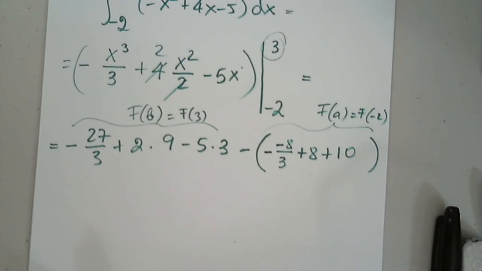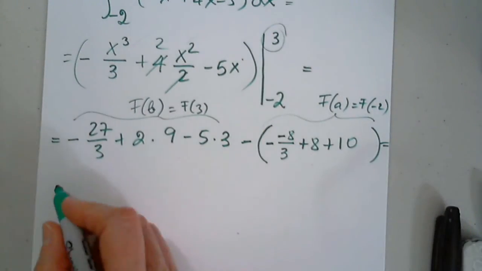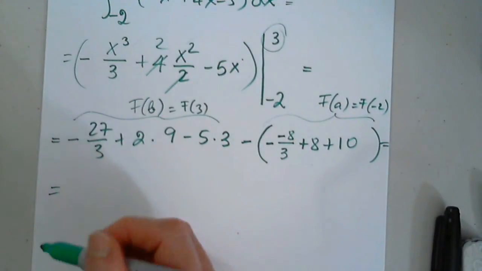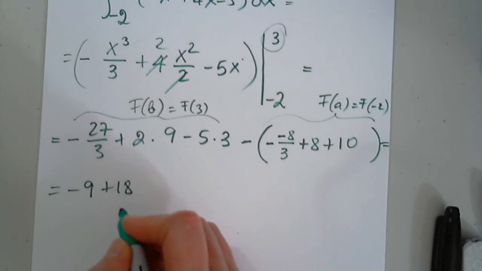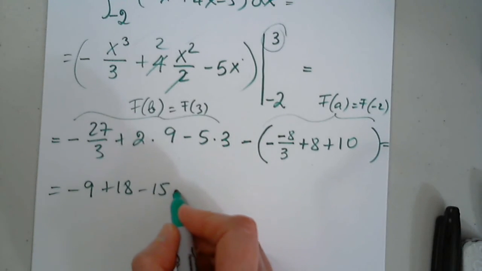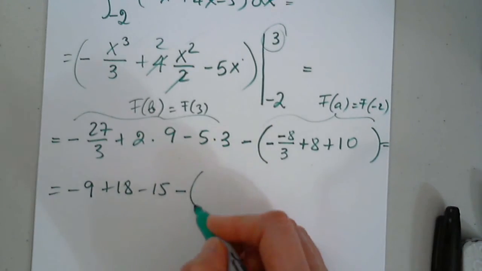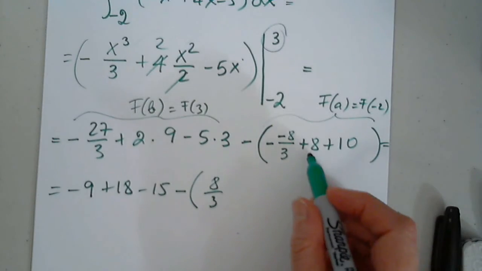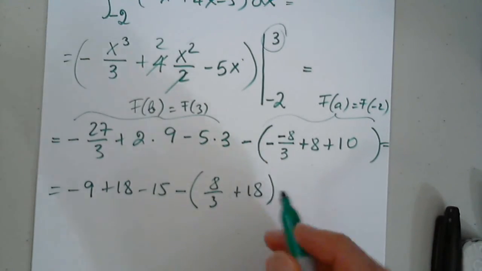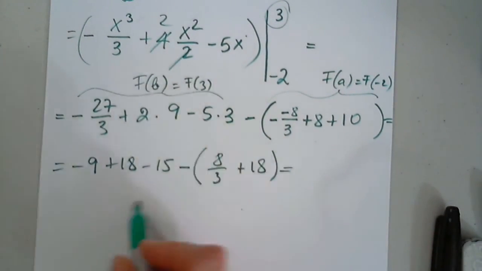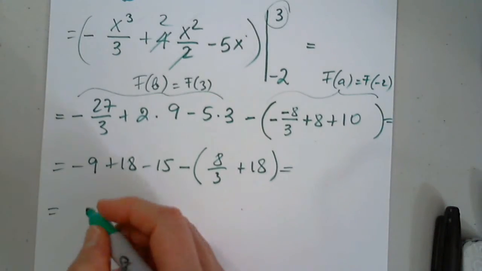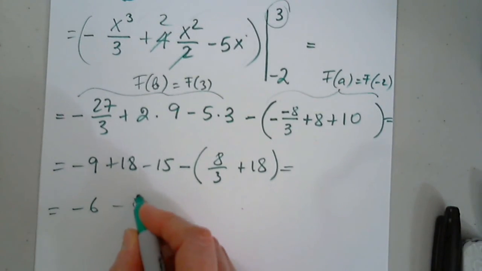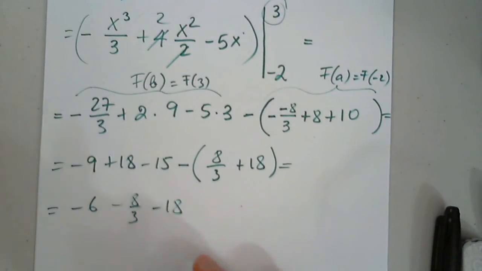Calculations can be a little hairy. So -27 over 3 is -9. 2 times 9 is +18. And then -15 and minus. Careful. Minus with minus here will be 8 over 3, and then plus 18. So next, 18 minus 9 is 9. 9 minus 15, -6, minus 8 over 3, and minus 18.